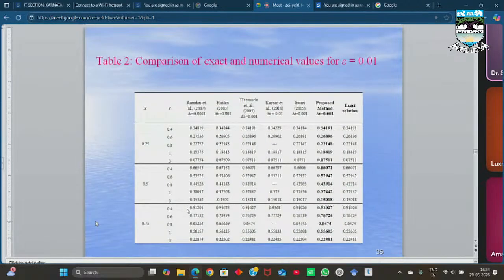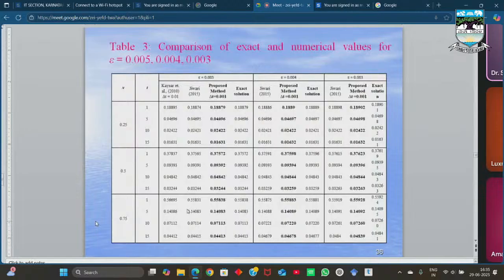Then we compared the result for the value of epsilon 0.01, and again found that the proposed method gives better results as compared to the already existing ones. Then we have compared the results for different values of epsilon.